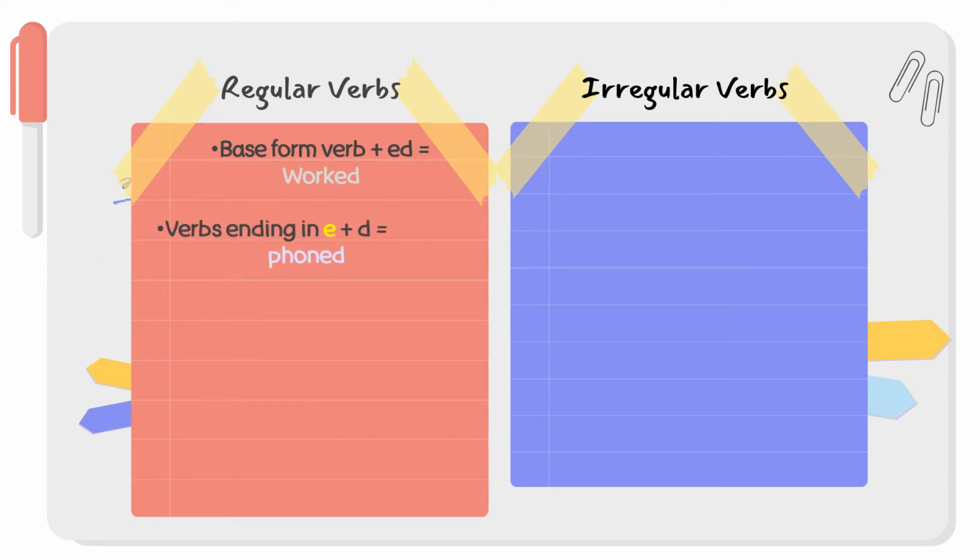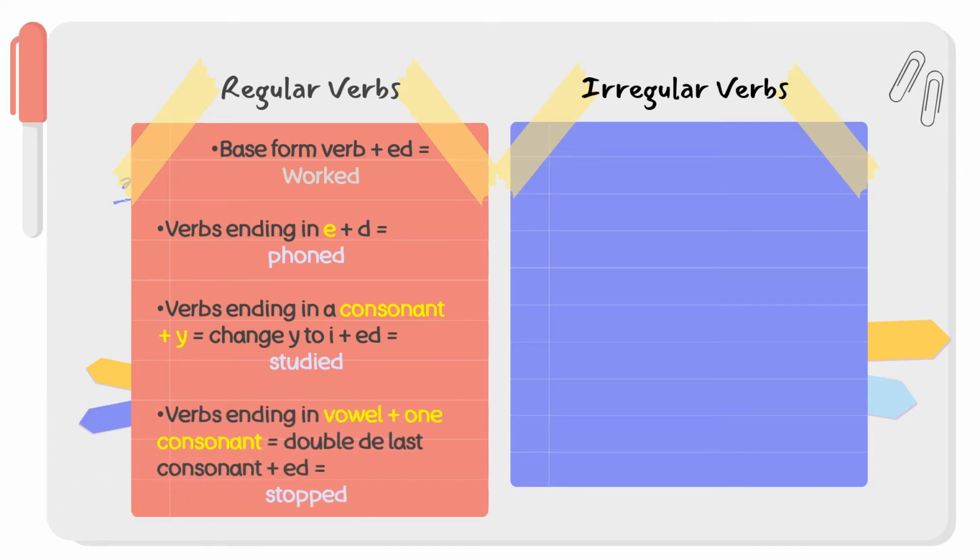For the verbs ending in e, we only add d, as in loved. For the verbs ending in a consonant plus y, we change the y for the i and add ed. For example, studied. For those verbs which end in a vowel plus consonant, we double the last consonant and add ed. For example, stopped.